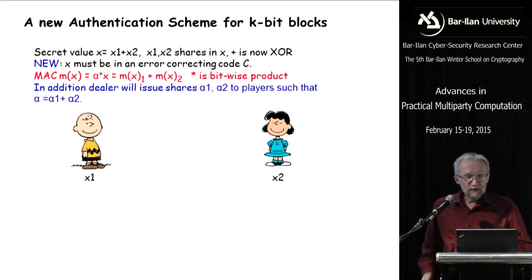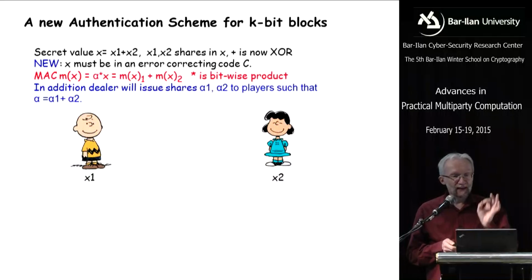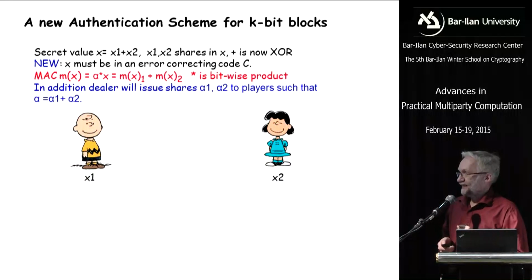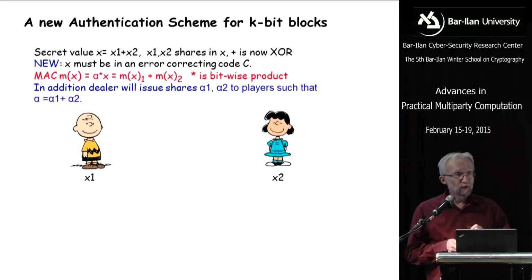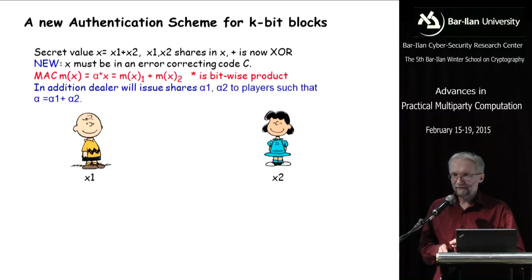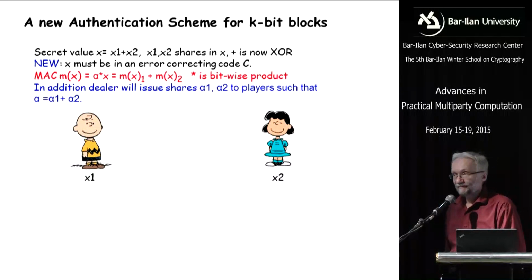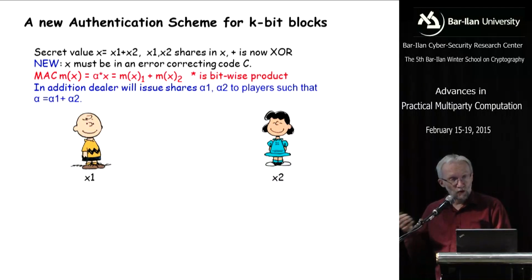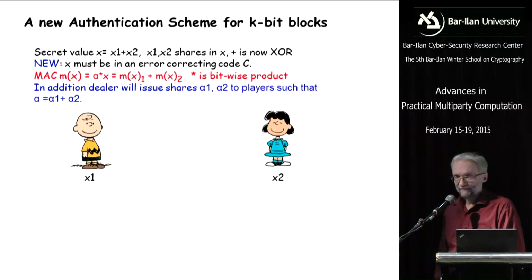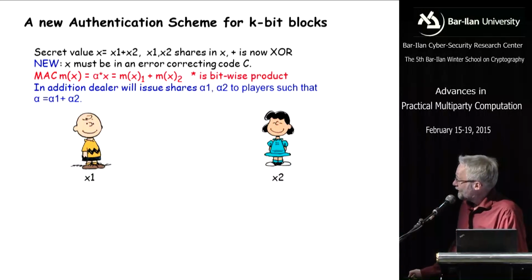Okay, so the secret value is once again now a bit string, x, which is once again additively shared. So now plus means just bitwise XOR, right? So x is x1 plus x2, and these are the shares. The new thing is now x must be in some error correcting code C. So it's a vector, it must be a code word, in other words. That's the demand.